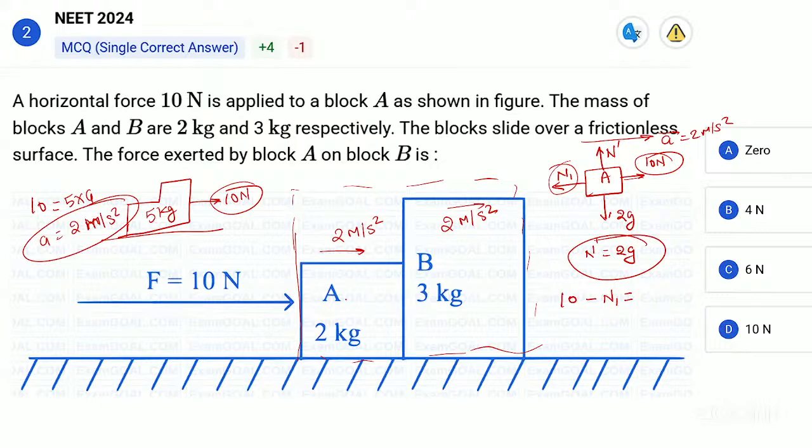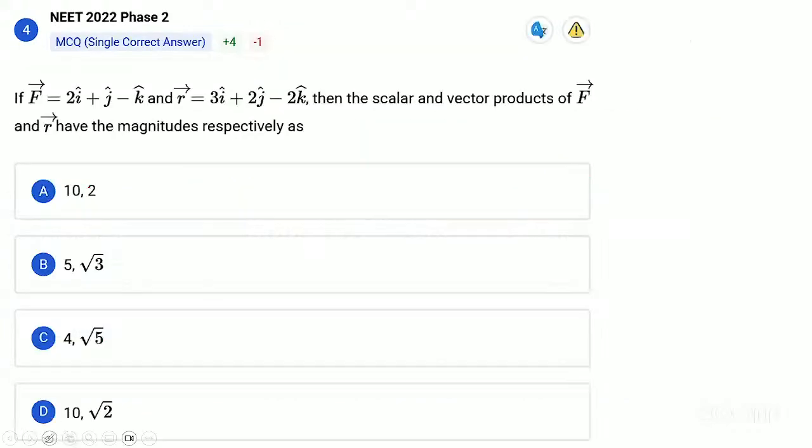Now who is accelerating? Block A is accelerating, so the mass of block A into the acceleration of block A. So 10 minus 4 is equal to n1. So from here n1 will be 6 Newton, and this n1 will be the same as experienced by block B also. Okay? So block A and block B will experience the same force. n1 is equal to 6 Newton. So option C is the correct answer. Okay.